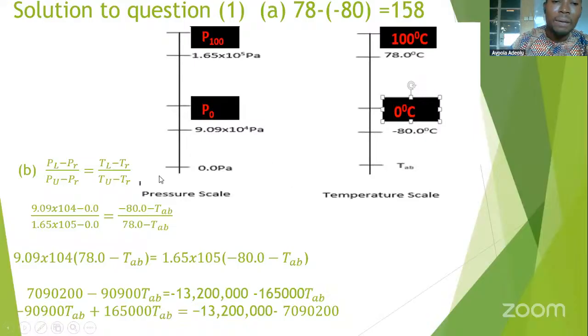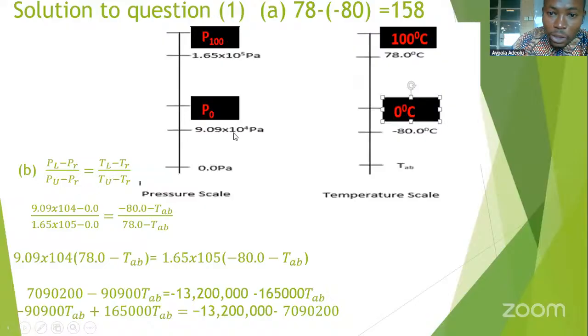So I can now pair them. I can start from anywhere, but whatever you do to the temperature scale must be done on the pressure scale. From my formula now, I have PL minus PR. This is PL here, that is the lower pressure, minus PR, that's the reference. So it will be minus 0 over PU. PU is 1.65 times 10 to the power 5 minus PR. Look at it: minus PR, minus PR. It must be the same like that. And you do the same here.